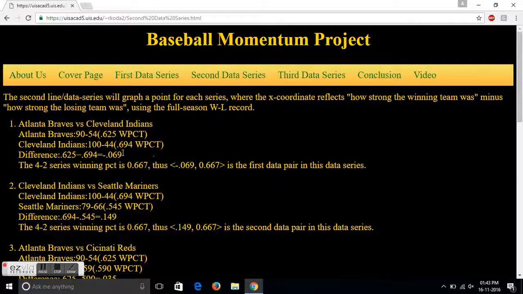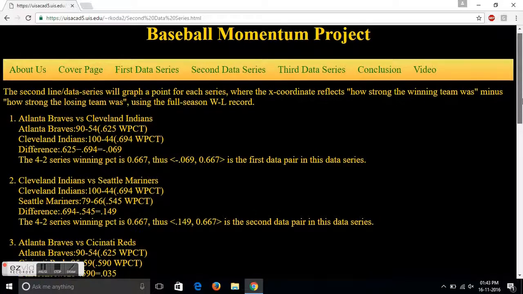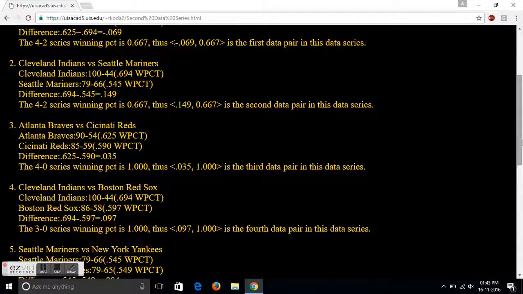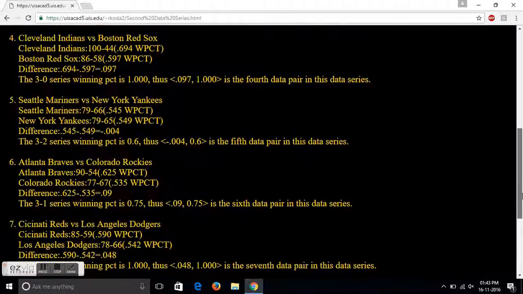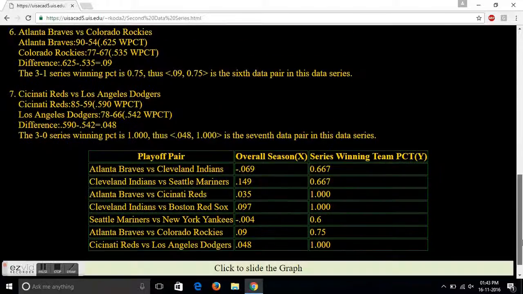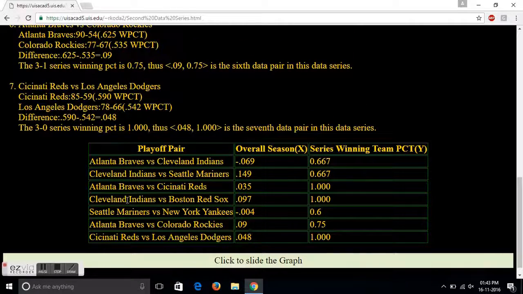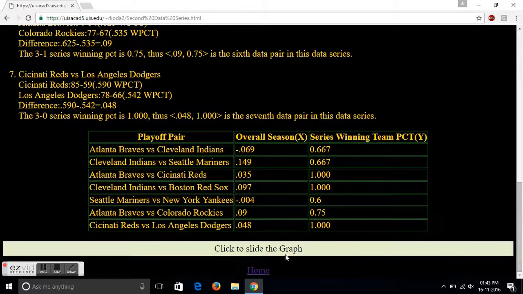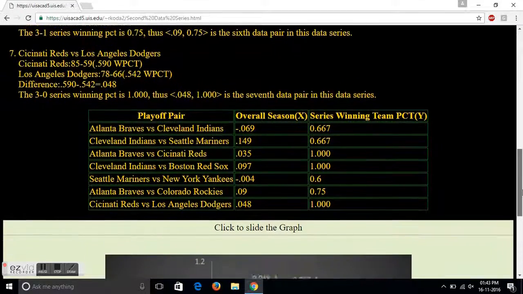This would be our x coordinate, and as per the y coordinate it would be the same as before, the whole series winning PCT, that would be 0.667. So this is our first data pair in our second data series. Similarly, we are going to calculate for all other playoff series in the year. And a table is formed with these x and y coordinates. And here is the graph for these points.